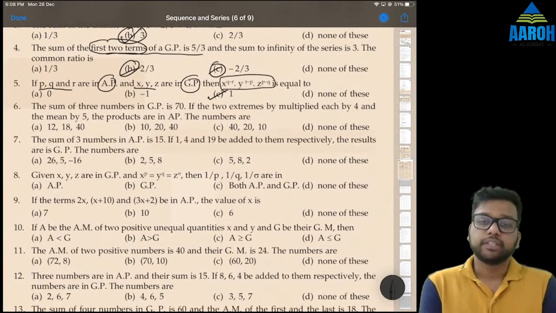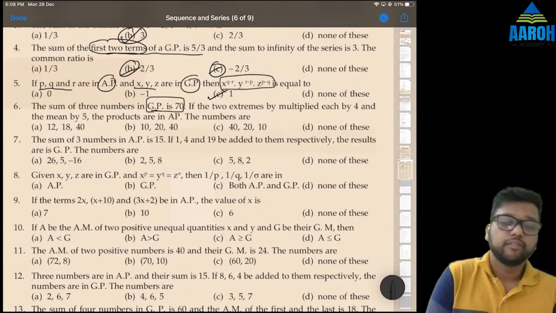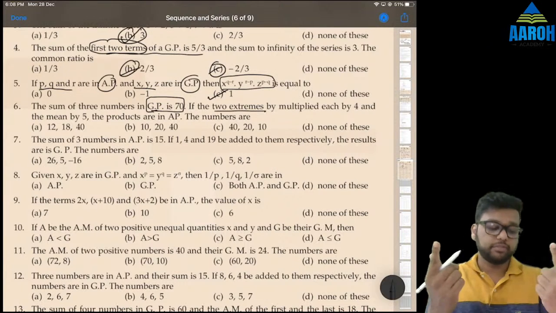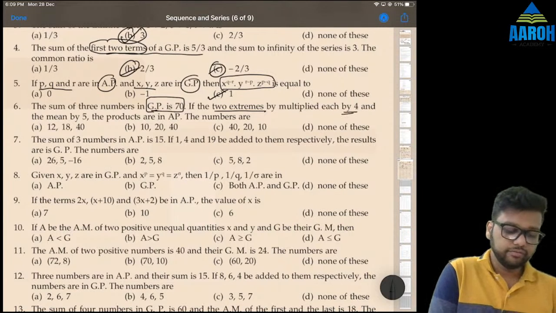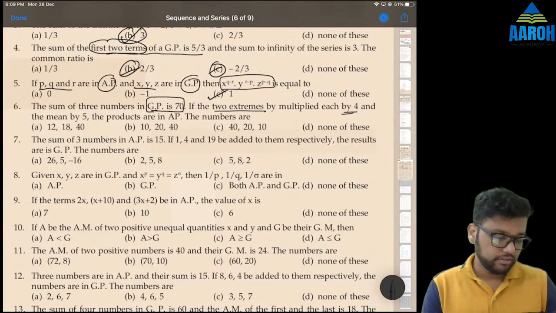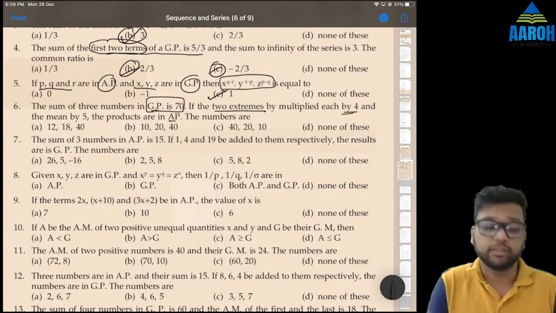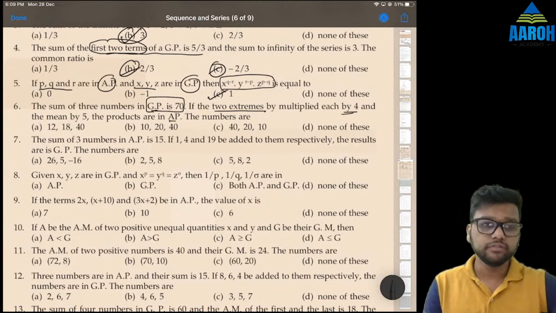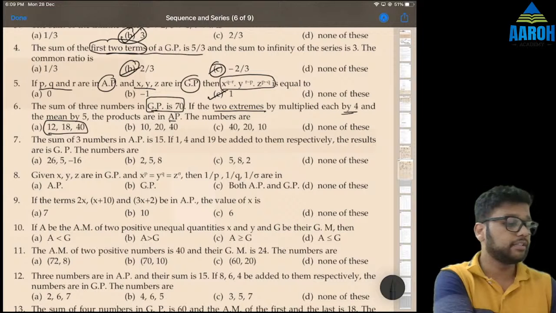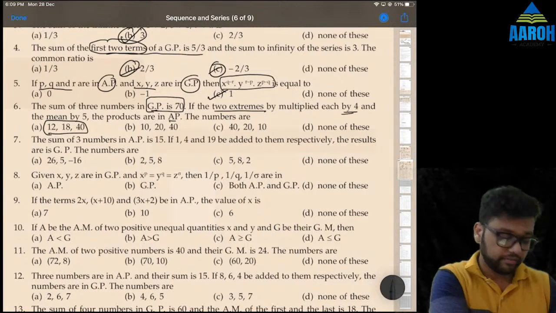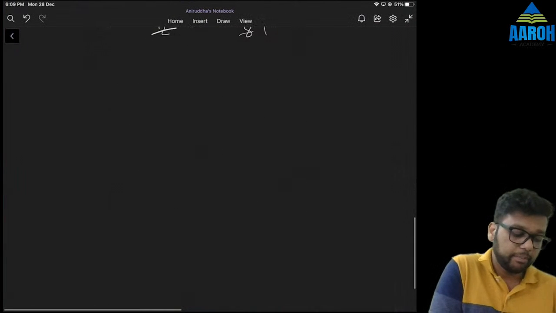Sixth is easy, we can go by options. Sum of 3 numbers in GP is 70. If two extremes, that is first and third number, are multiplied each by 4 and mean by 5, then the products are in AP. So what are the numbers? First of all, the numbers have to be in geometric progression. These numbers are not in GP, right? 18 by 12 is 1.5, 40 by 18 is not 1.5. So this is out. Option B we can check, 10, 20, 40, because that is in GP.